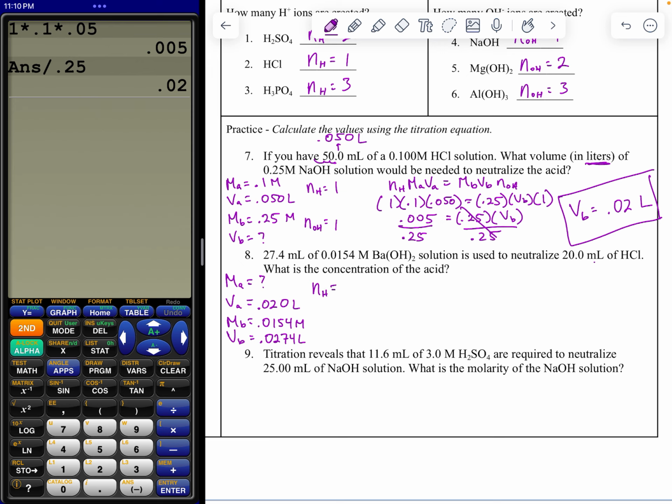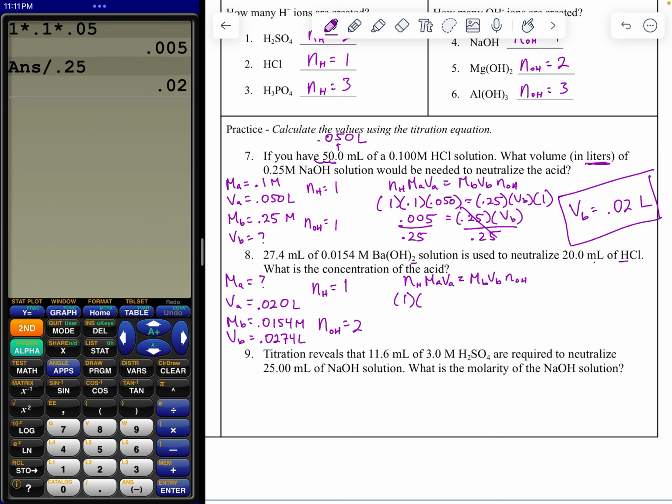The number of hydrogen ions is going to be 1 based on that 1 hydrogen there in the hydrochloric acid. And the number of hydroxide ions is going to be 2 in this case because of the number of hydroxide ions that are part of the barium hydroxide. So when we go in, we are going to use MA VA equals MB VB NOH. You could say NB too if you want, really. But as long as you know which side is which, it really doesn't matter.